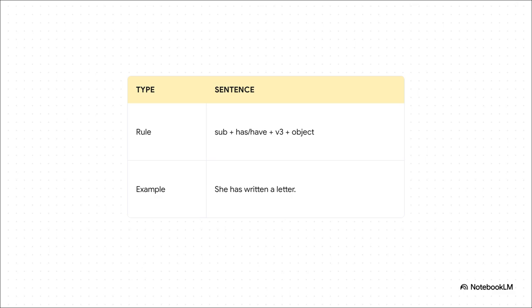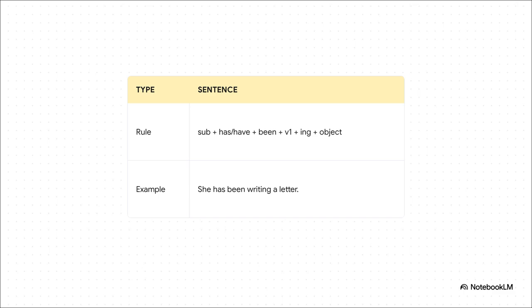Okay, this is where it starts to get really interesting. The present perfect is like a bridge between the past and the present. You use it for an action that started in the past and has just wrapped up, but the result of that action really matters now. She has written a letter, which means, hey, the letter is finished and it's ready to go.